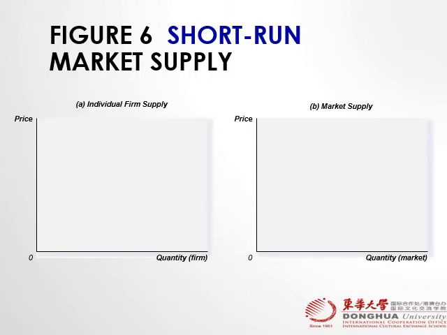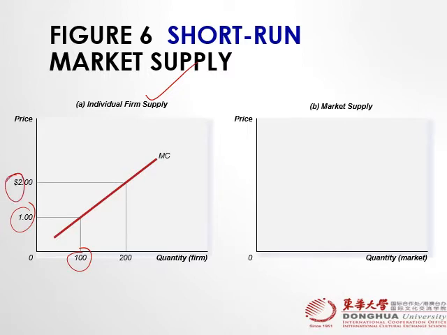So we have individual firm here, right? Let's suppose that the firm wants to supply 100 units of quantity at price 1. What if the price goes up to 2? It wants to provide 200. So we draw MC, which is equal to the supply curve here, right? So this basically conforms with the law of supply as well, right?